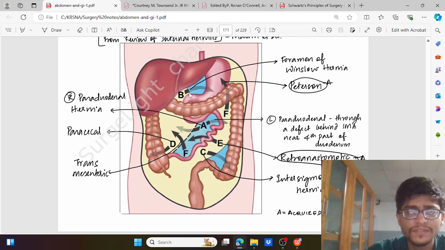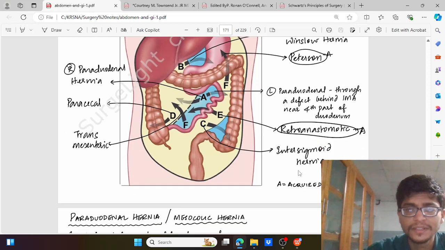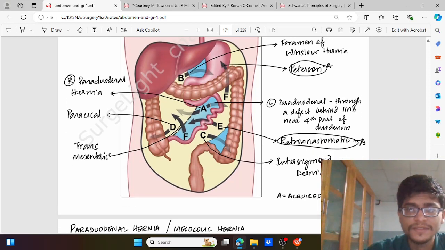Here, B is the foramen of Winslow hernia. Then F is the Peterson hernia. Then A is the right paraduodenal hernia, and beside it is the left paraduodenal hernia. This F is the transmesenteric hernia, D is the paracecal hernia, E is the retroanastomotic hernia, and C is the intersigmoid hernia. So these are various hernias as we can see in the diagram.